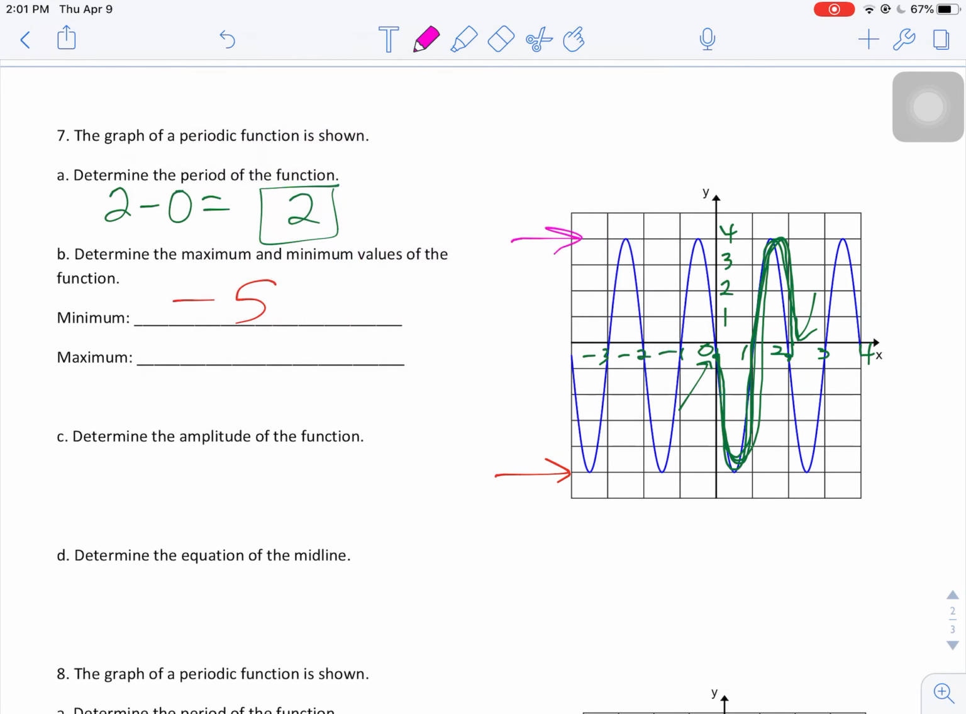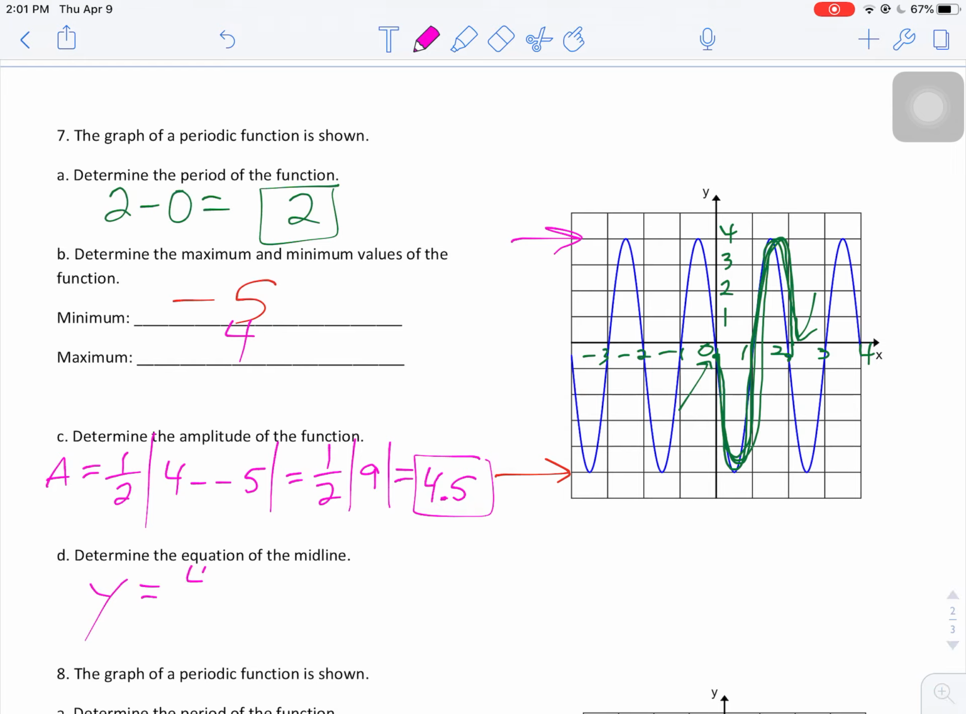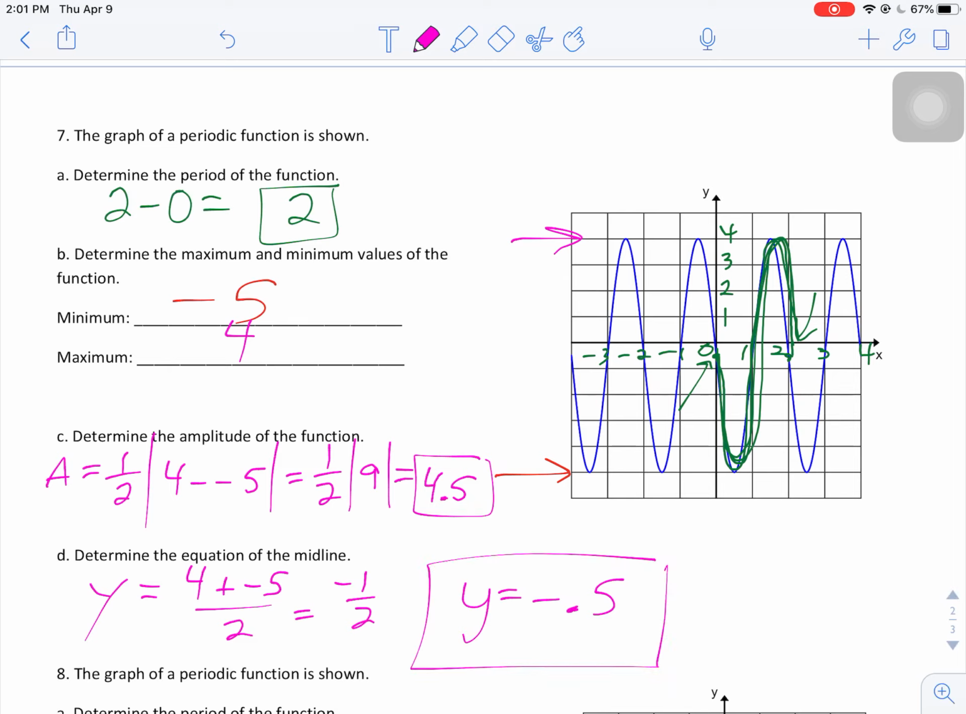Maximum value up here at the top, so 1, 2, 3, 4. For my amplitude, I want to do 1/2 absolute value of the max minus the min, which is 1/2 of absolute value of 9, which is 4.5. So my amplitude should be 4.5. Midline is y equals the max plus the min divided by 2. So y equals negative 0.5 or y equals negative 1/2. So right here, negative 1/2, that would be my midline.